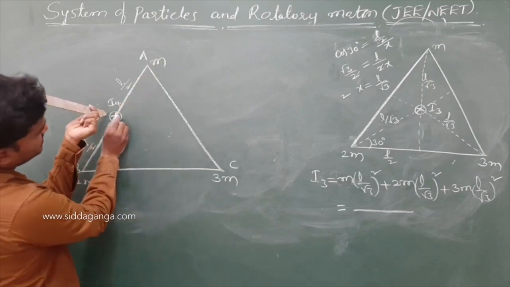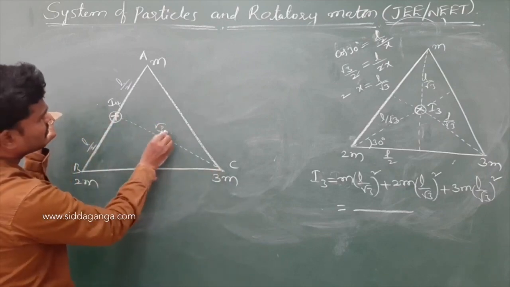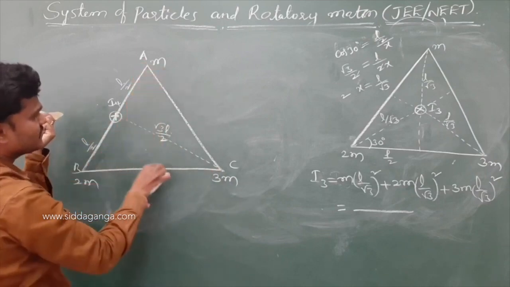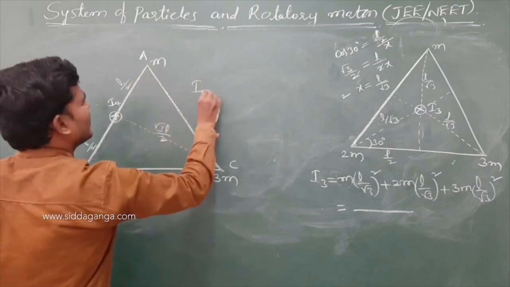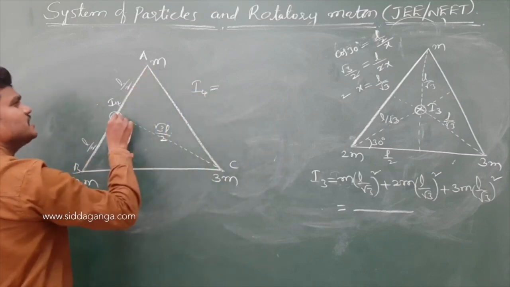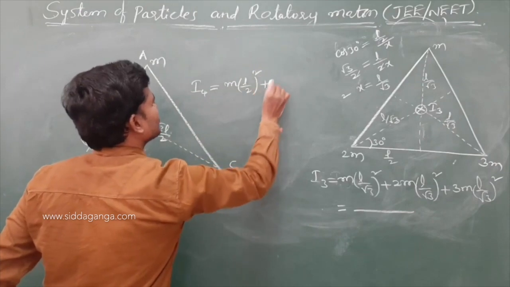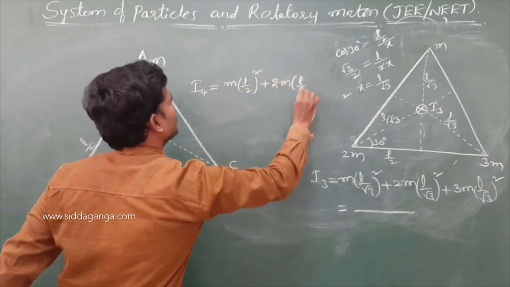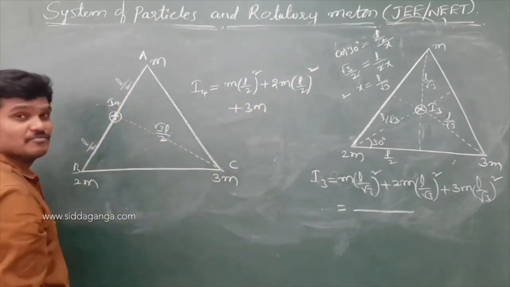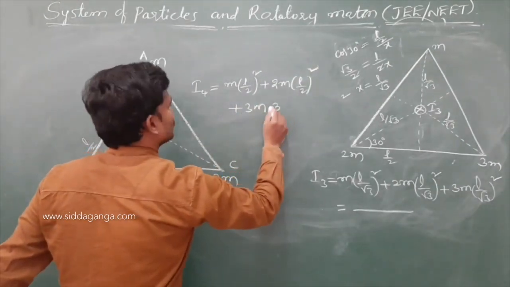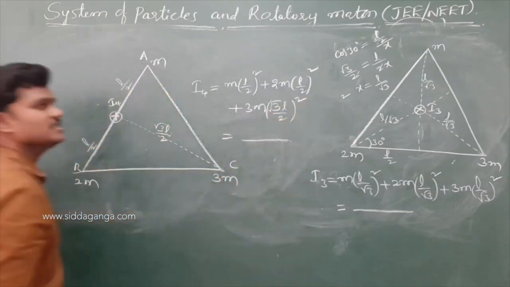And this distance, how much is this distance? Root 3 L by 2. Of course, this height, same, root 3 L by 2. Let me write directly. I4, let us take it. m is at a distance of what? L by 2. (L by 2) square plus 2m (L by 2) square plus 3m is at a distance of (root 3 L by 2) square. Okay, so this is the answer.